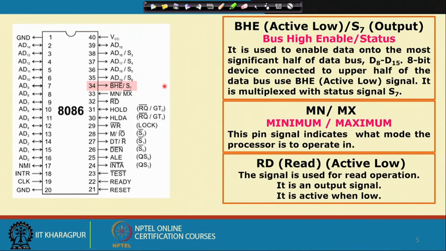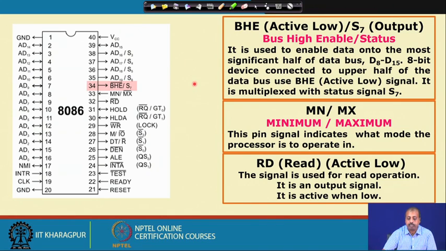Then there is an interesting line, this BHE. It is an active low signal, bus high enable or status. It is used to enable data onto the most significant half of the data bus, that is D8 to D15. So, if you are trying to get the value on D8 to D15, then this BHE line should be made 0, and 8-bit devices connected to the upper half of the data bus use this BHE signal. It is multiplexed with the status line S7. And the A0 signal is used for the lower order byte of the access.